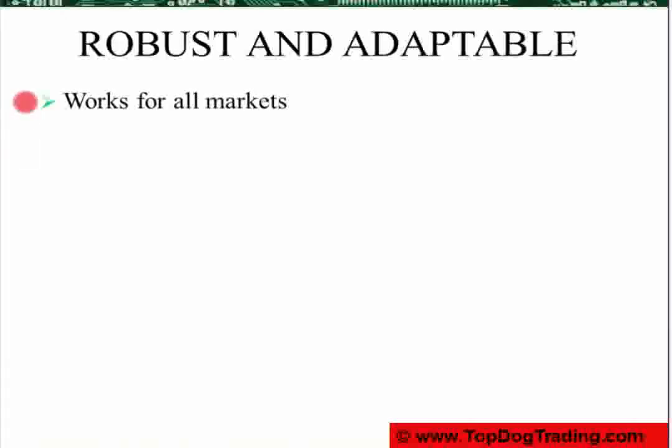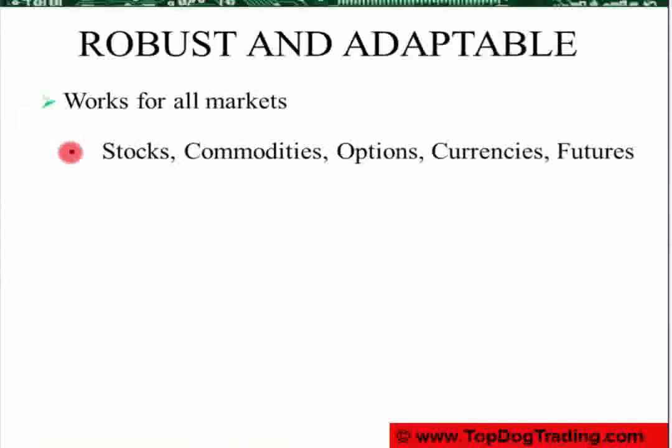So the method is very robust, very adaptable. I use the same 5 energy method on stocks, commodities, options, currencies, futures. I trade all of these. I started out as a stock trader because that's what my dad was. And then I went to futures and, well, commodities and futures, and then to currencies, and then to options, and now I trade all of them.